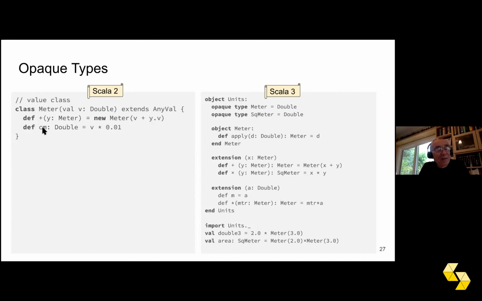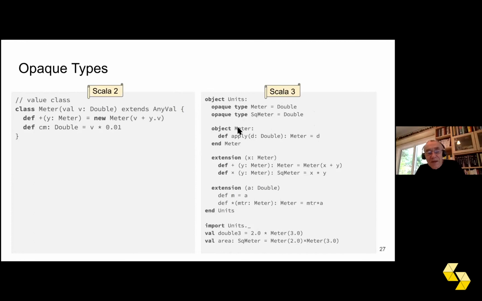Or a method centimeter, multiply a meter by 100. Oh, I forgot, I'm talking to Britain, so you know more about meters than we here in the United States. So in Scala 3, you can write it in a more elegant way. Opaque types, you don't even define a class. You don't instantiate anything. You say that a meter is just a double, but in our code, we'll have those types Meter and SquareMeter.